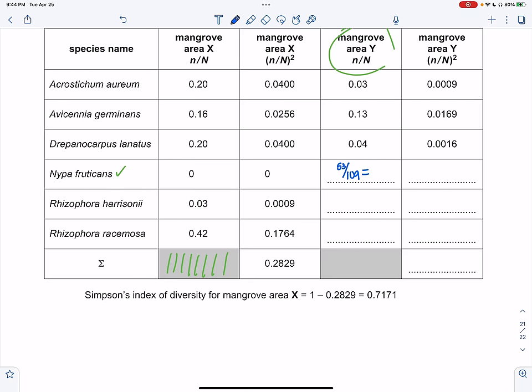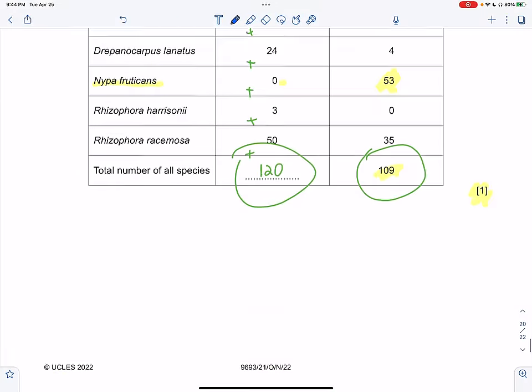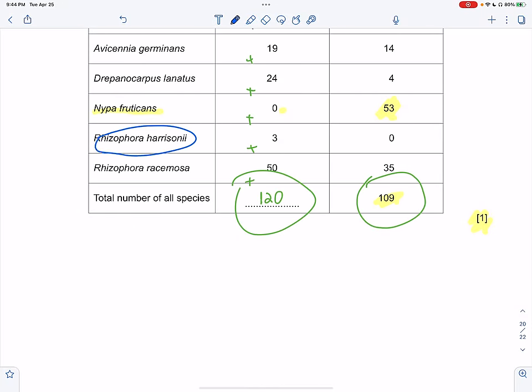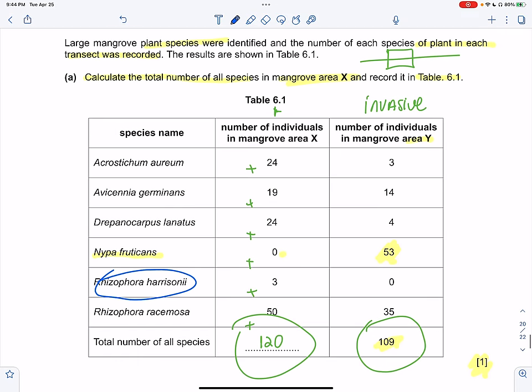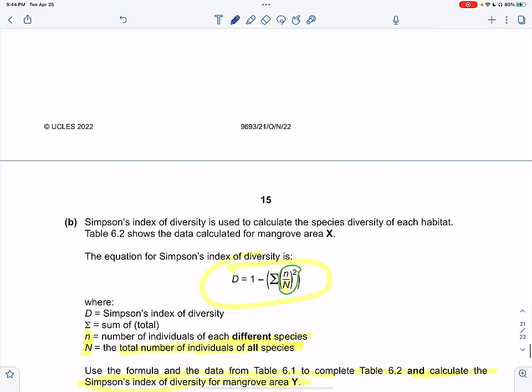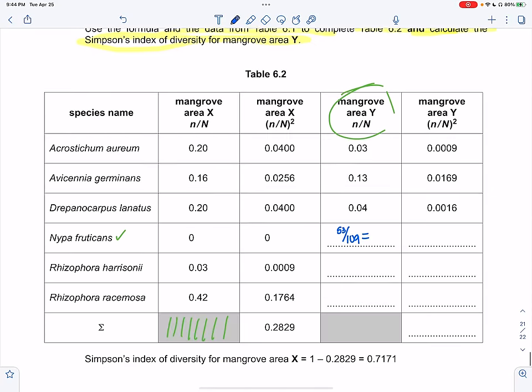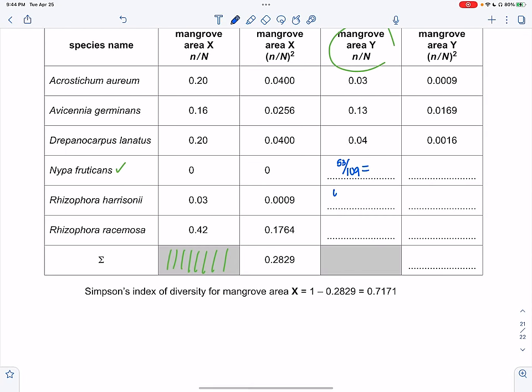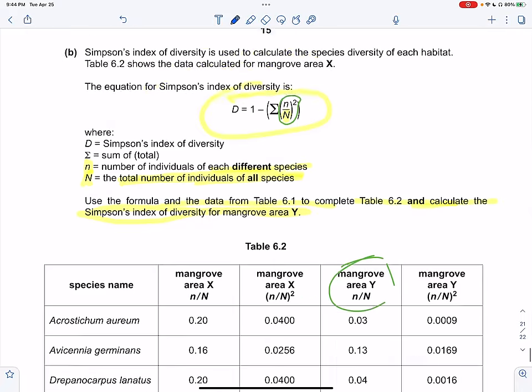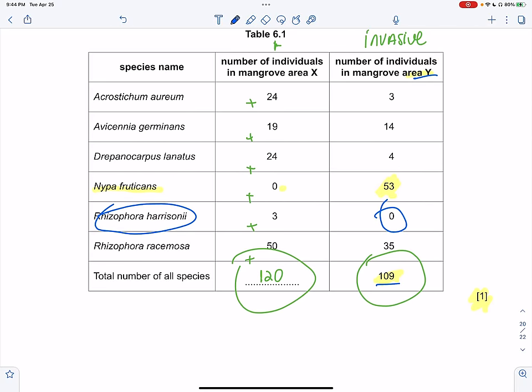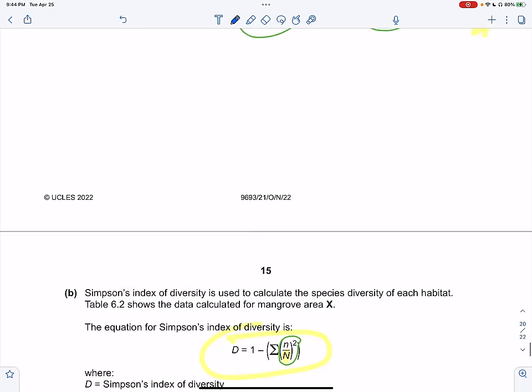And then Rhizophora harrisoni in area Y. All right, in area Y we have 0, and big N, the total of all of them, is 109. Let's go ahead and do that right there. Rhizophora racemosa, area Y is 35.